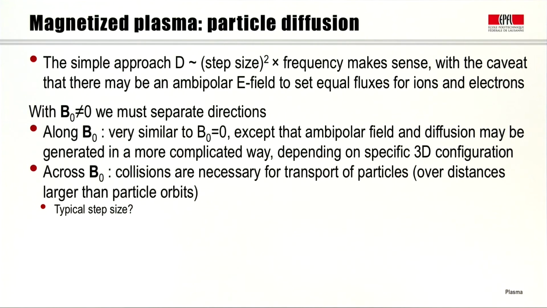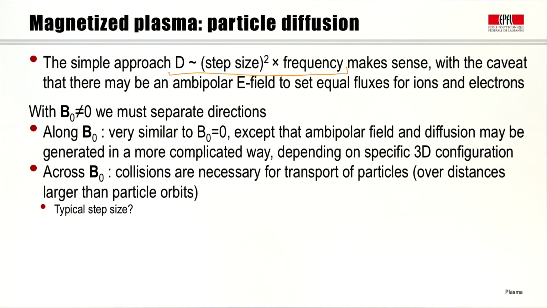Let's go now to the case that interests us the most, that is the case of magnetized plasma, which is the case of fusion plasmas. What we have verified together is that the simple approach of taking a diffusion coefficient, which is simply the product of a typical step size square times a typical frequency, makes sense. With only the caveat we have just found that there may be an ambipolar electric field to set equal fluxes for the different species. But in general, we can actually attempt evaluating the transport by the diffusion coefficient evaluated in this very simple way.